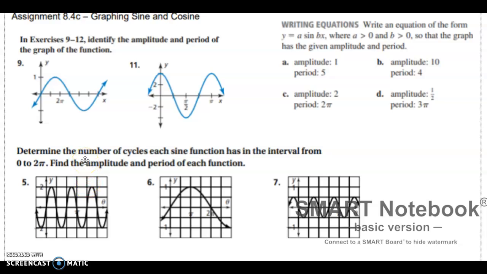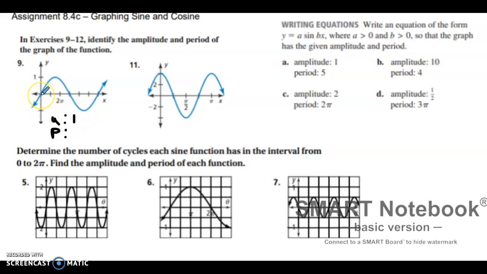Here's assignment 8.4c, graphing sine and cosine. Some little hints to get you started on it. So the first two problems, you just have to identify the amplitude and the period. Amplitude is how tall it gets from the midline, so the amplitude on this one is 1. And the period, it takes clear over to here to get one complete revolution or one complete cycle. So that would be 2 pi, 4 pi, 6 pi.